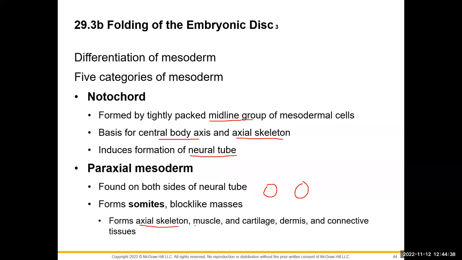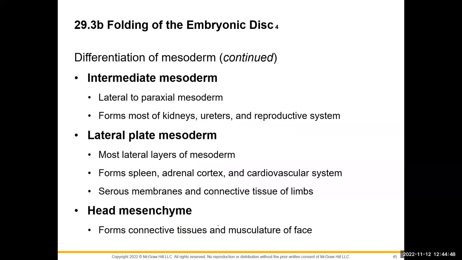Then we'll get some more tissue differentiation for one of our four major tissue types, the muscle. We'll also see cartilage, dermis, and connective tissue formation here. Then if we go further lateral, so lateral to the paraaxial mesoderm, now we're going to have the intermediate mesoderm, and this is going to give rise to our kidneys, ureters, and several structures in the reproductive system.